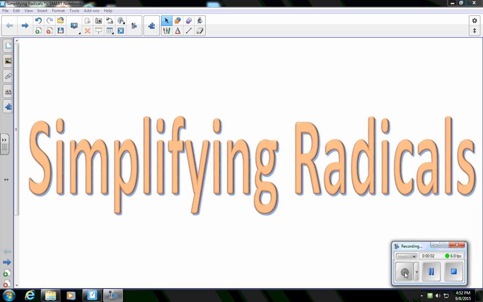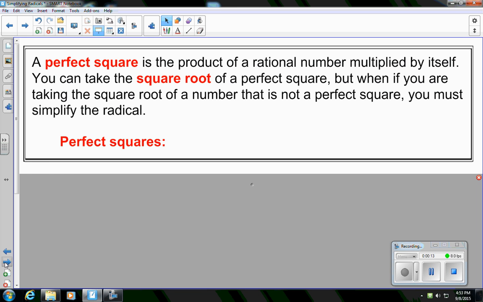This is a review video on how to simplify radicals. A perfect square is the product of a rational number multiplied by itself. You can take the square root of a perfect square, but if you are taking the square root of a number that is not a perfect square, you must simplify the radical. So in order to simplify radicals, we need to know our perfect squares.